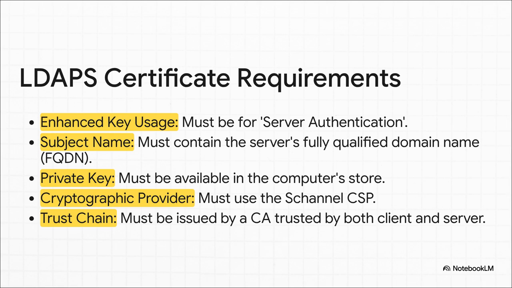Second, the name on the certificate has to be a perfect match for the server's full name, like dc01.yourcompany.com. Third, the server's got to have the matching private key to unlock it. Fourth, it has to use Microsoft's standard security provider. And finally, and this one's huge, it needs to be issued by a certification authority, a CA, that both your server and your clients already trust. You get even one of these wrong, and that secure tunnel, it's not happening.